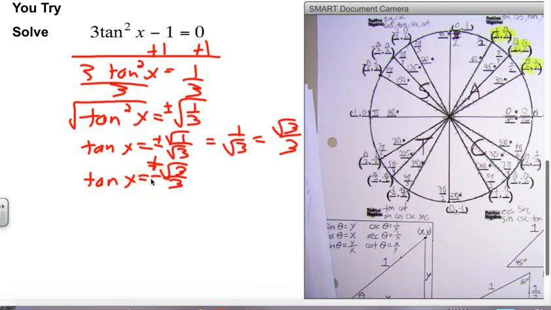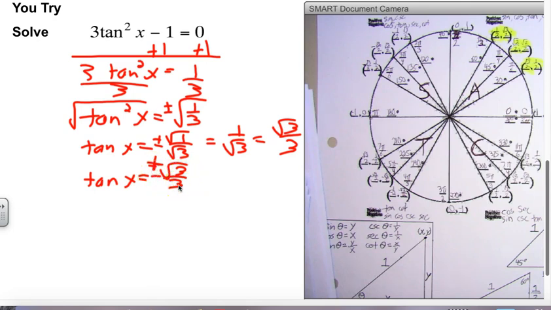Okay, so for this one, we got to add 1, then you divide by 3, so you got 1/3. Now you got tangent squared, so you got to take the square root to get just tangent. So when we do the square root of 1/3, we got to put plus minus. So we got plus minus the square root of 1 over the square root of 3. Well, the square root of 1 is just 1. We got square root of 3 on the bottom, so you got to move it to the top and leave a 3 on the bottom. So that simplifies down to plus and minus square root of 3 over 3.